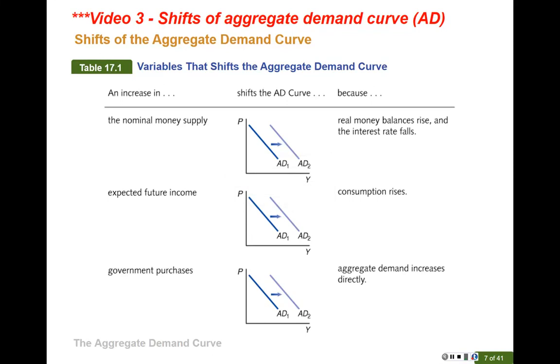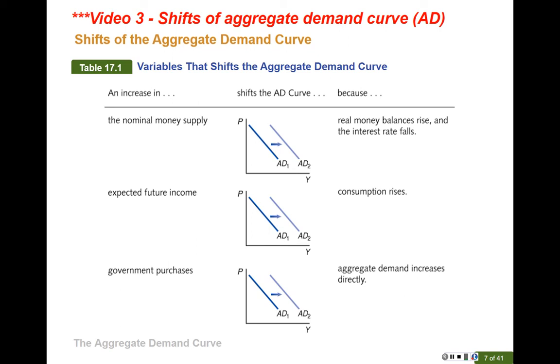After we studied why the aggregate demand curve is a downward sloping curve, we need to move on to the next topic, why the aggregate demand curve will shift. So let's look at the first graph here. It says there's an increase in the nominal money supply. So if the money supply increased, how could this shift the aggregate demand curve? Shift to the left or right?